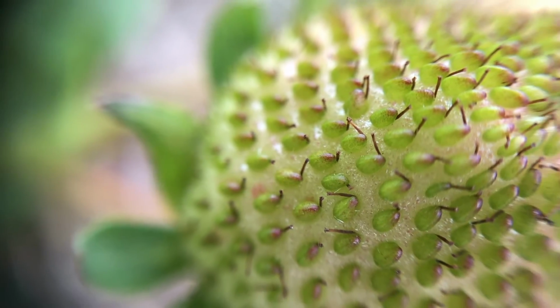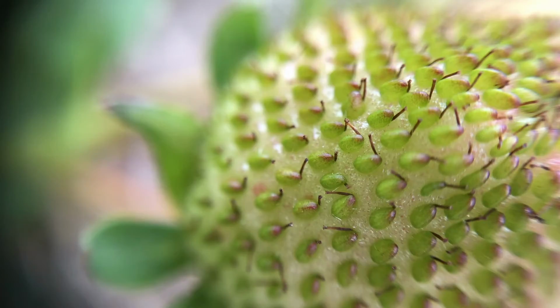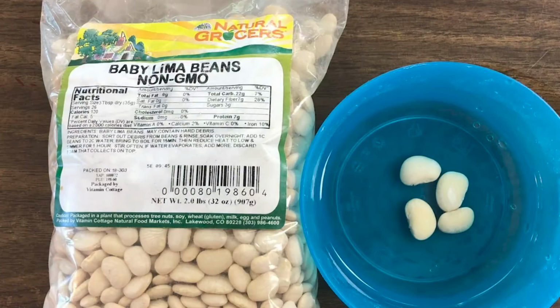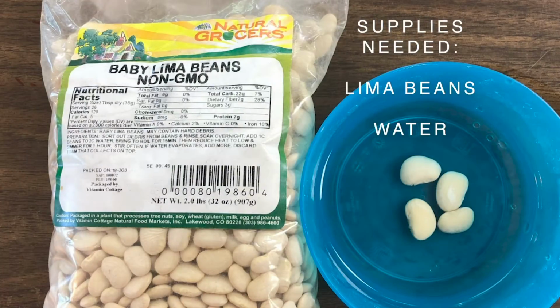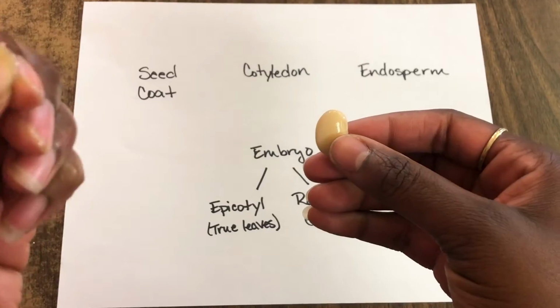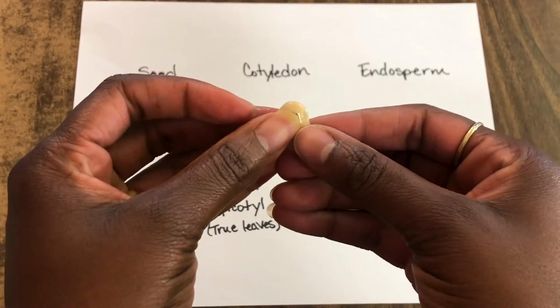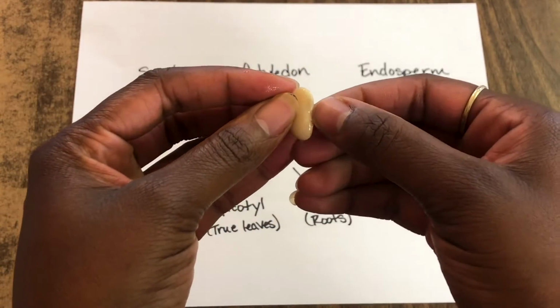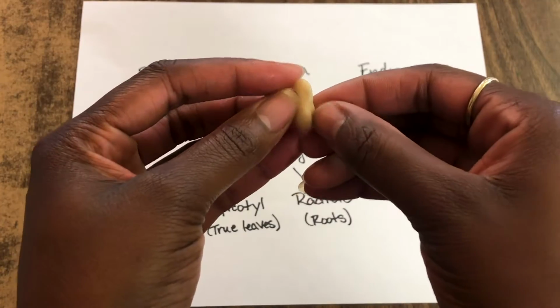For a lot of plants, the seed is the beginning and the end. So let's take a look at what's inside. This is a lima bean seed that was dry and has been soaked overnight so that it makes it a little easier to dissect.